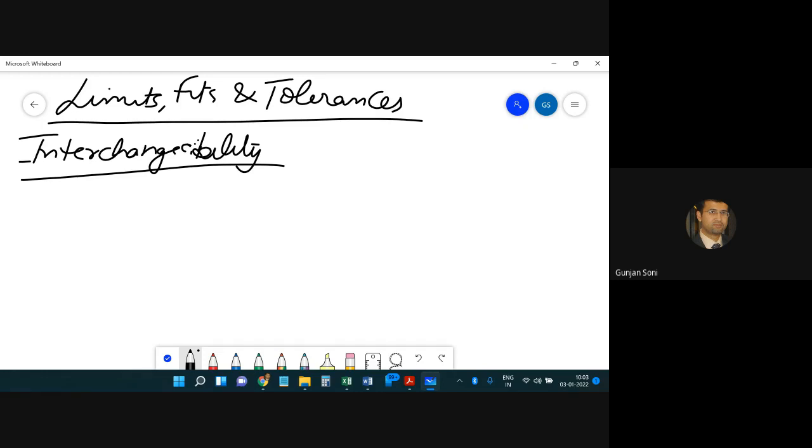So one thing that we can see is that because of interchangeability, we are able to do assembly properly. But how are these dimensions identified? How do we find out the range in which it is permissible? So, what is the range in which this assembly is permissible?